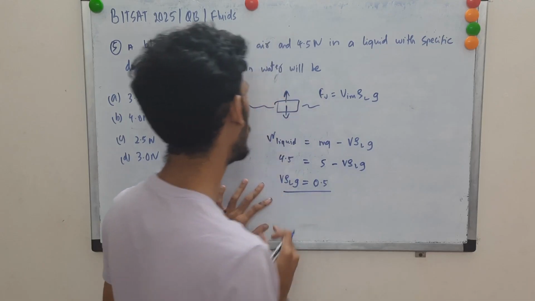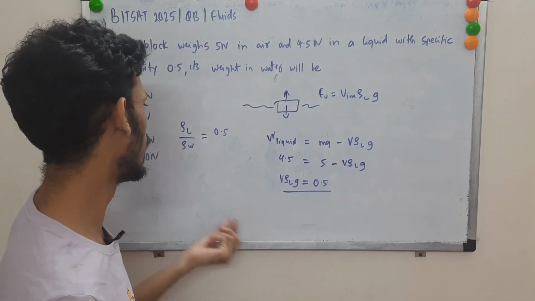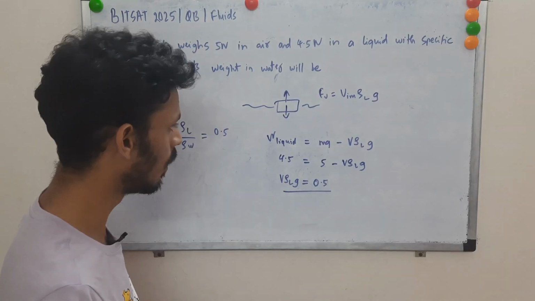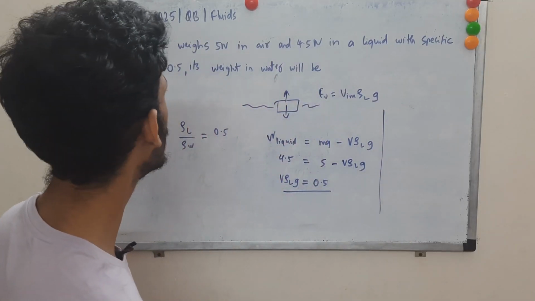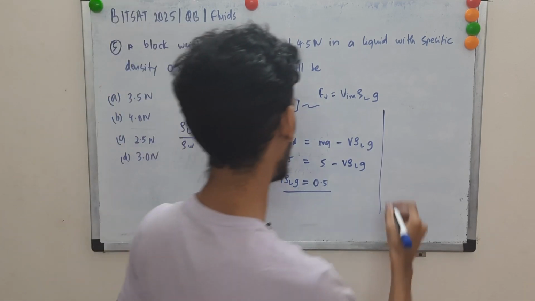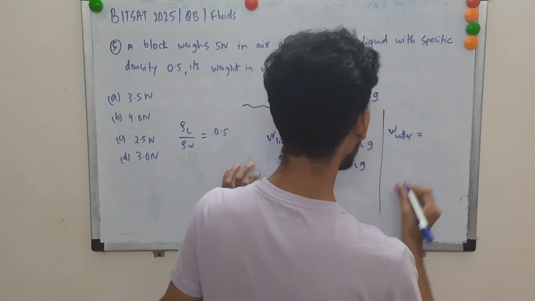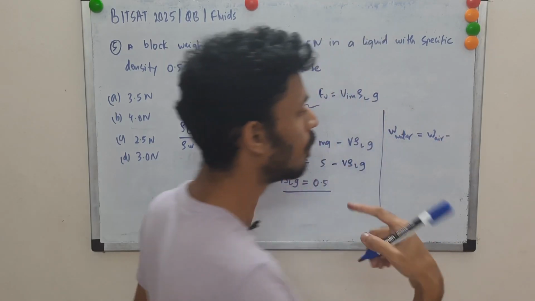Okay. Now we don't know how much volume is immersed or the actual density of the liquid, right? We know this relation. Some of you might know the density of water also. So good for you, we will need it. Okay, so let us now try to find the weight in water, right? So weight in water will be equal to, again, the weight in air minus the upthrust provided by water.